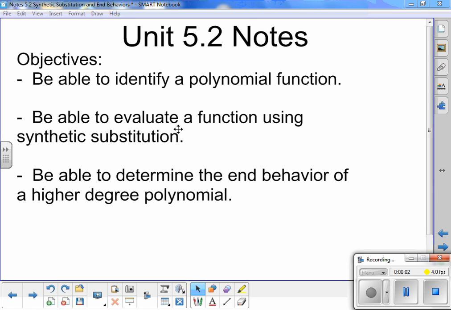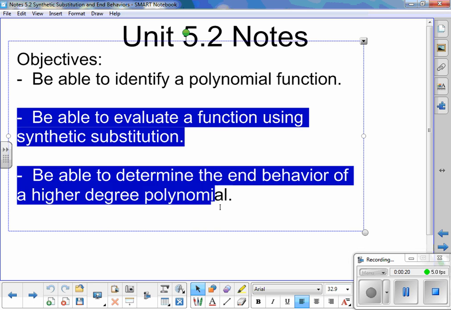All right, so here are the notes for Unit 5.2. Three objectives. I'm actually not going to go over this first one in the notes because that's what we did mostly in class. The other two are actually just going to be inside of these notes that I'm about to do right now.